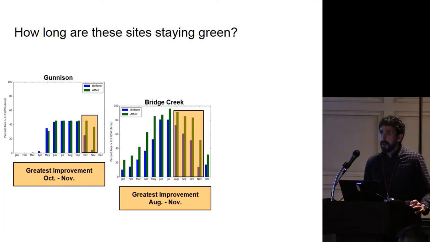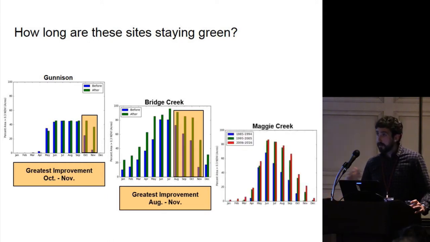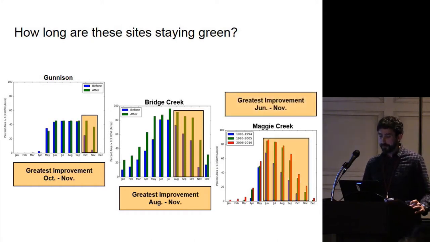So we're seeing these areas are getting greener and staying greener longer, and the longer they're in the ground, the longer that window gets. And so again, if we double that time since restoration, we look at Maggie Creek, which has been implemented twice as long as Bridge Creek, you see a much larger window of improvement here, month to month.